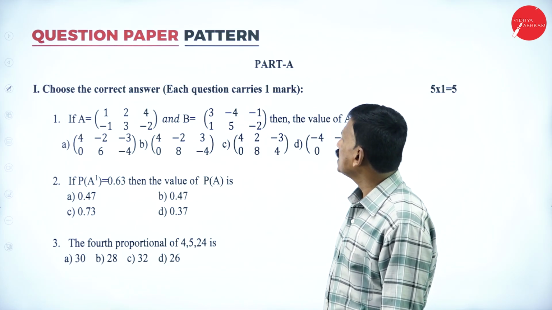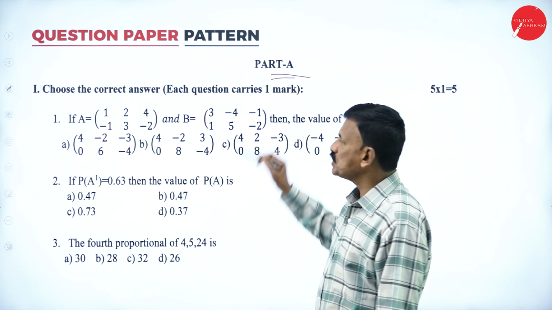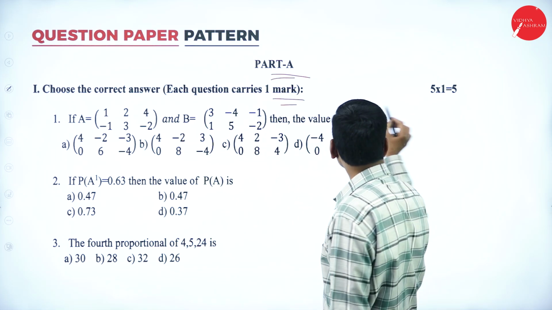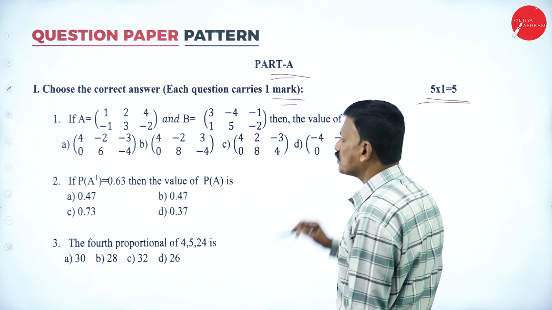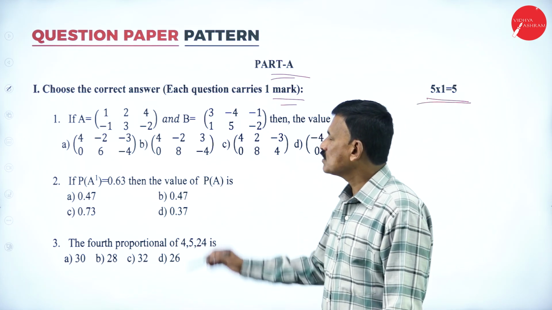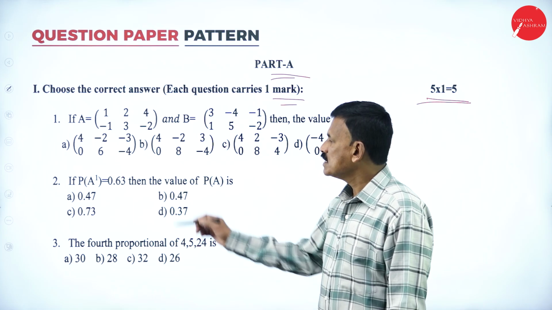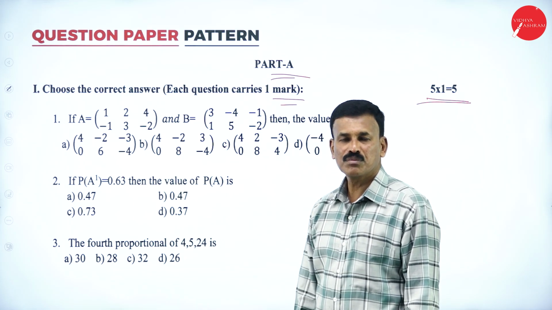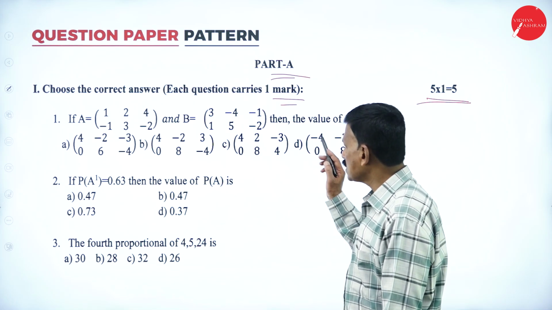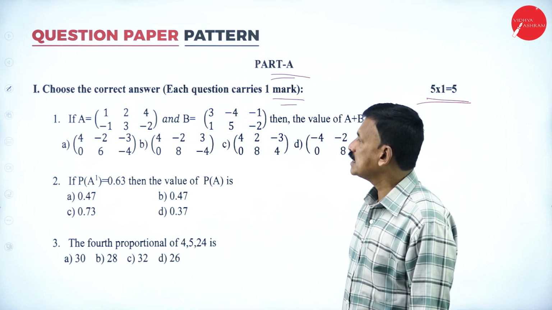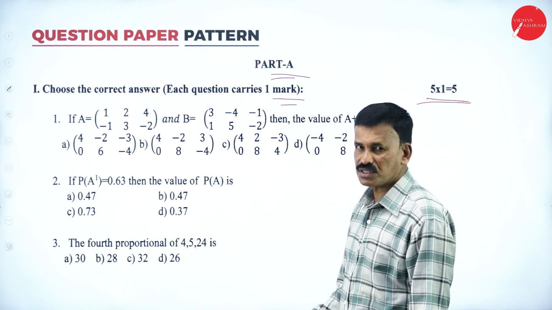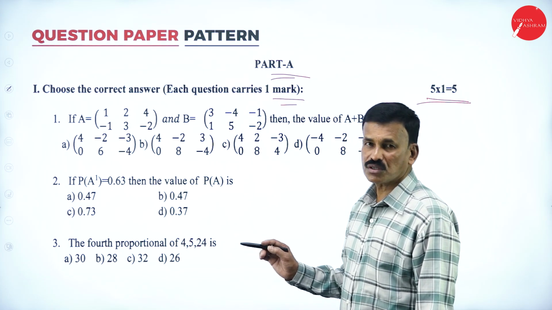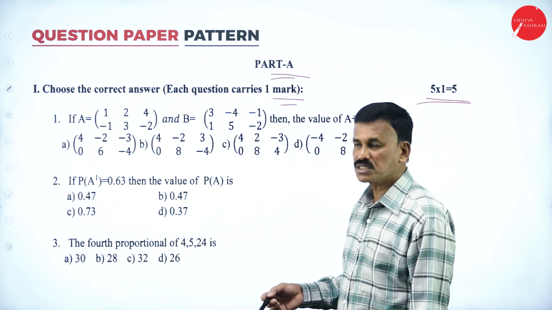Now here in part A we have MCQ questions. Choose the correct answer. Each question carries 1 mark. So we are going to answer 5 questions, 5 into 1 is 5. The first problem is from matrices. Second problem is from probability. Third problem is from ratios and proportions. These are the first 3 questions. Let us see the questions first, then I will explain the solutions later on.